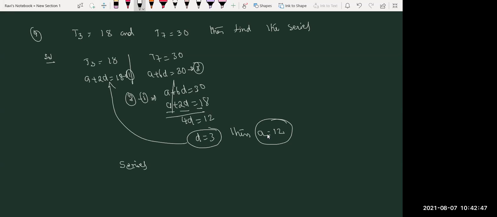So for the series, the first term is a, then a plus d, a plus 2d, a plus 3d, and so on. a is what here now? 12. 12 plus 3 is 15, 18, 21, and so on. That's the answer.